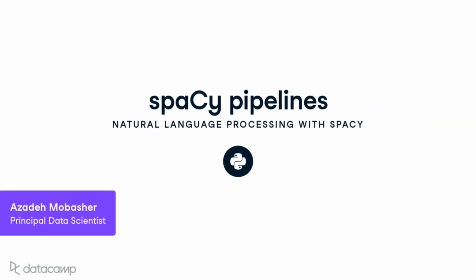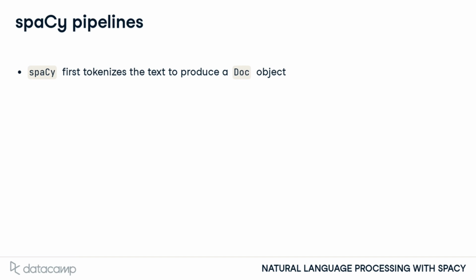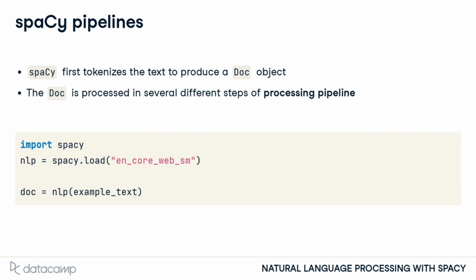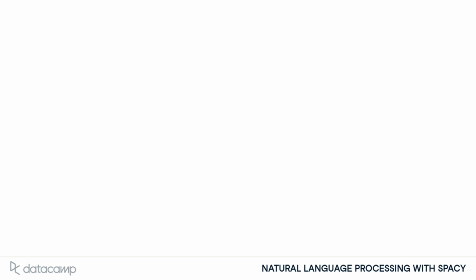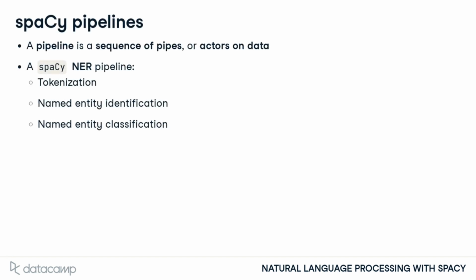Welcome. We previously learned about spaCy pipelines. Let's explore them further. Recall that when we call nlp on a text, spaCy first tokenizes the text to produce a Doc container. The Doc object is then processed in several different steps known as the processing pipeline. To continue our learning on spaCy pipelines, in this video we will explore how to create pipeline components and add them to an existing or blank spaCy pipeline.